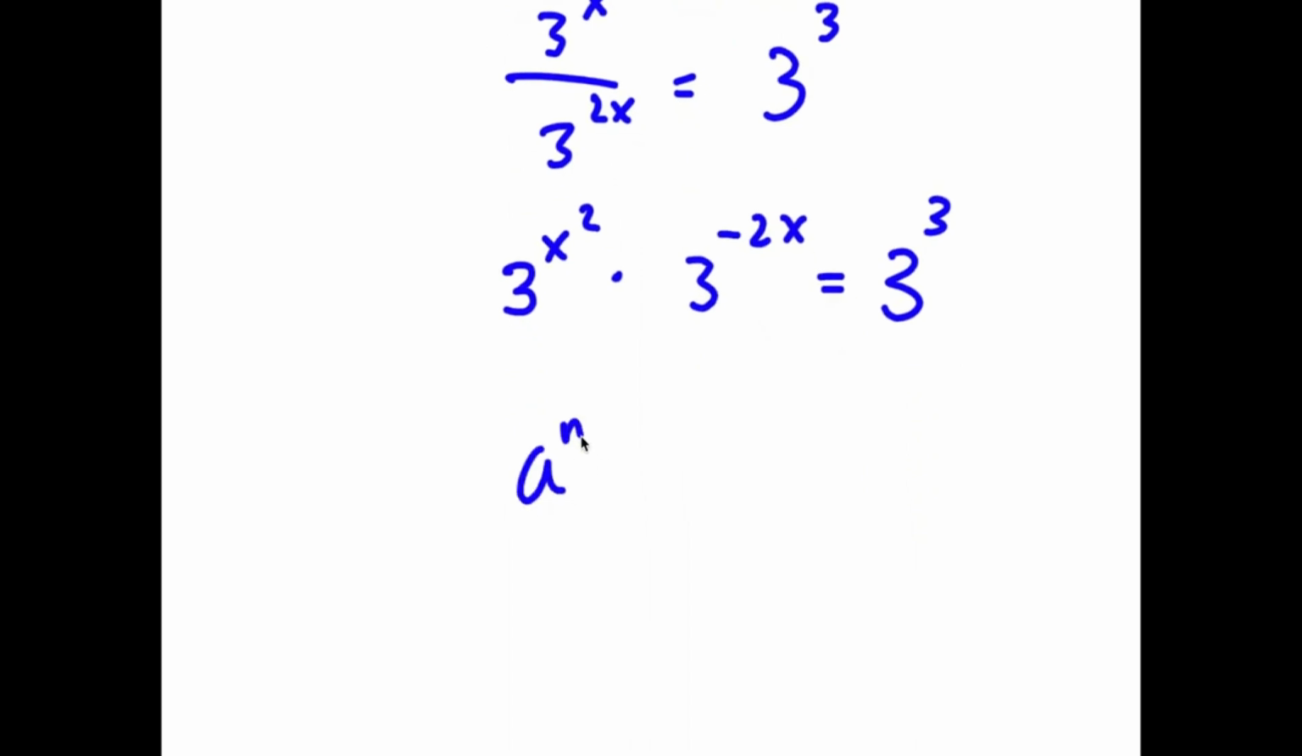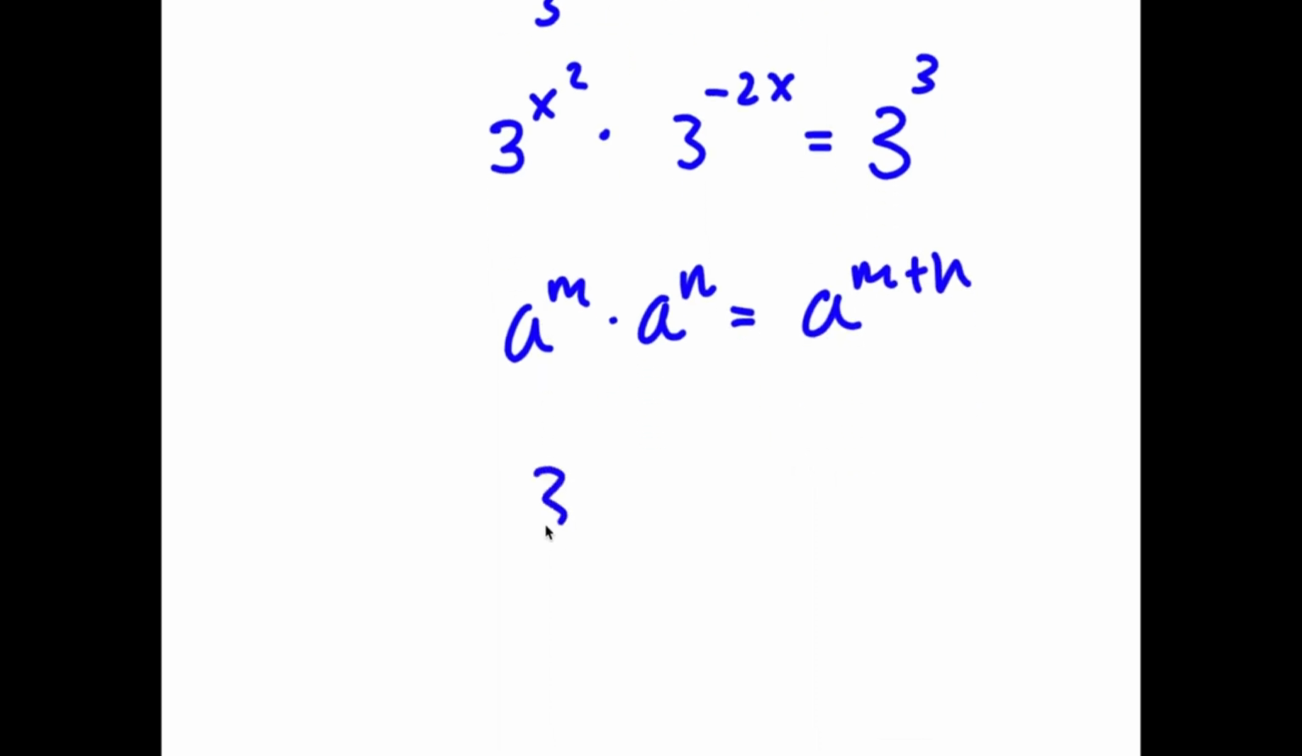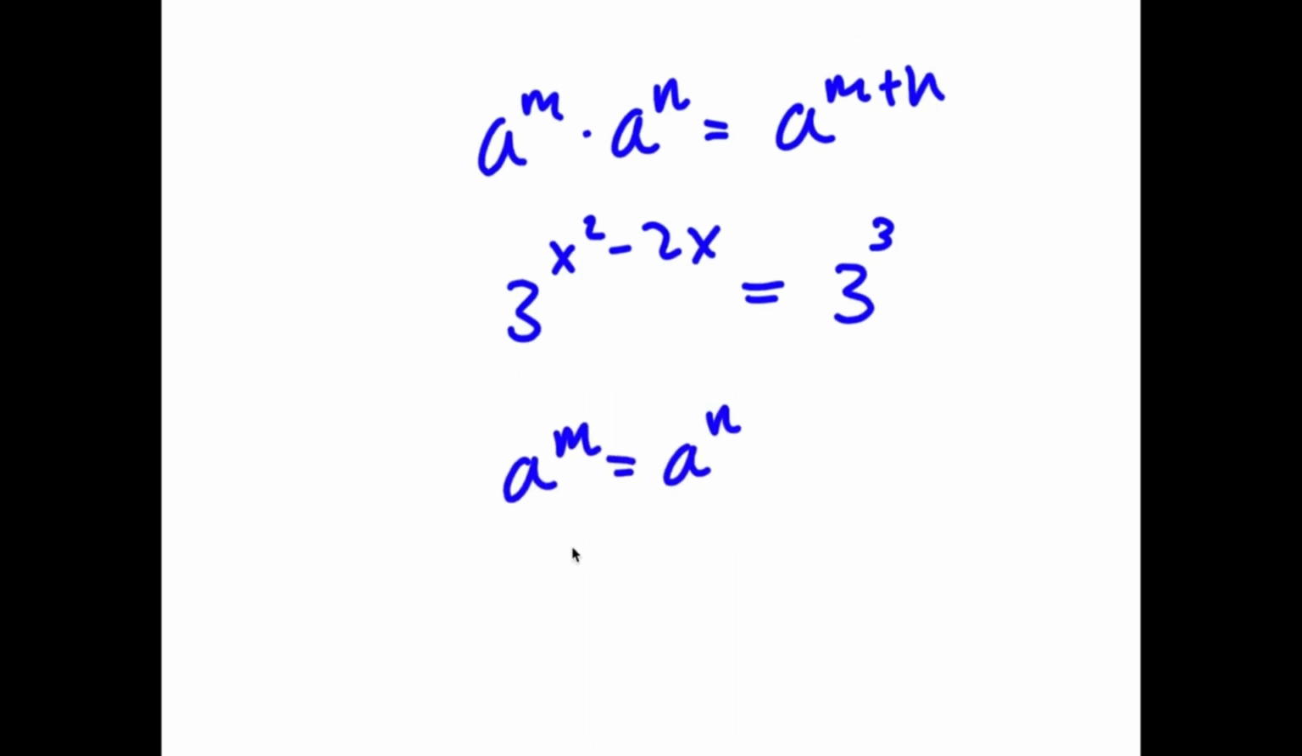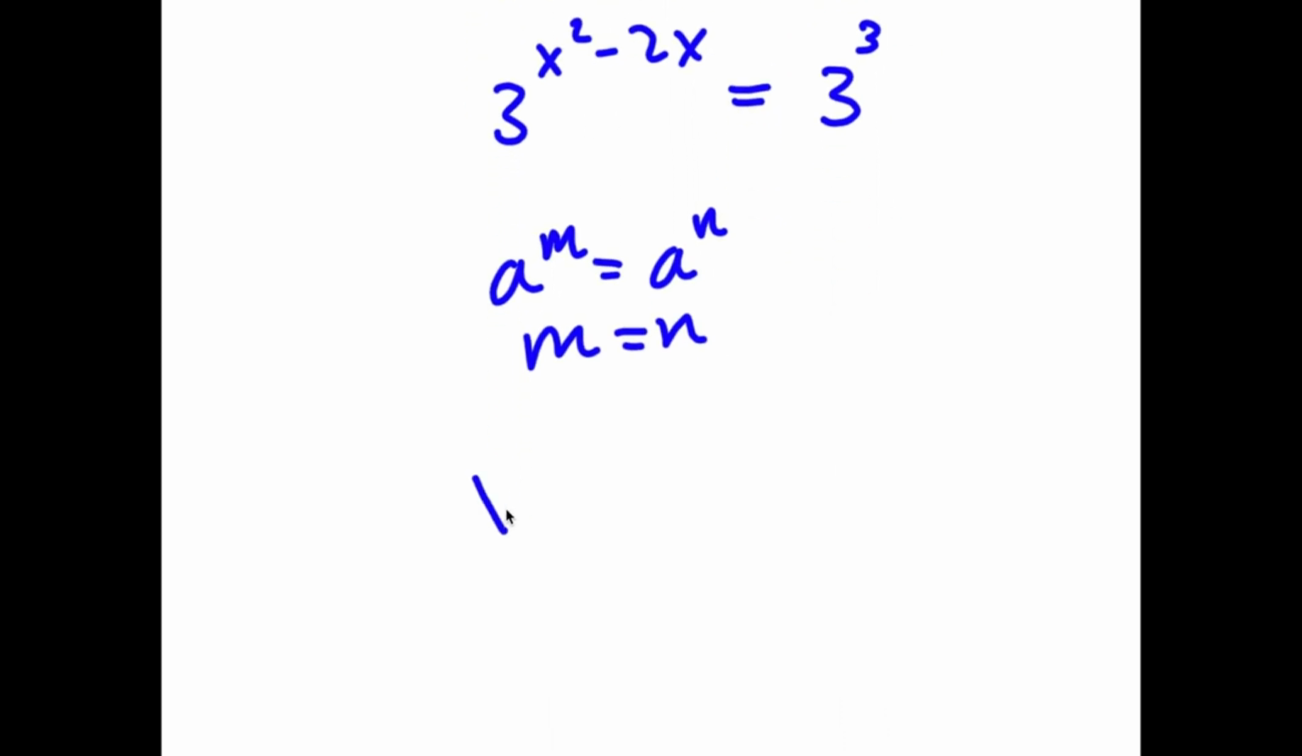And a to the power of m times a to the power of n, this is equal to a to the power of m plus n. So this is going to equal 3 to the power of x squared minus 2x is equal to 3 to the power of 3. Now, if I have something in the form a to the power of m equals a to the power of n, this means that m is equal to n. So in this case, x squared minus 2x is equal to 3.